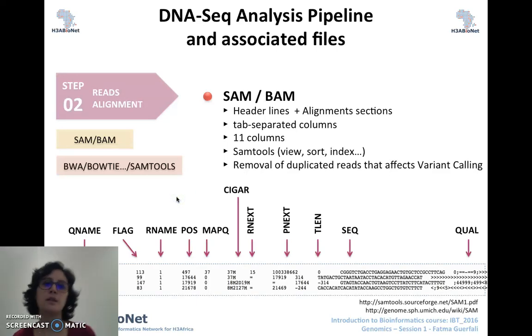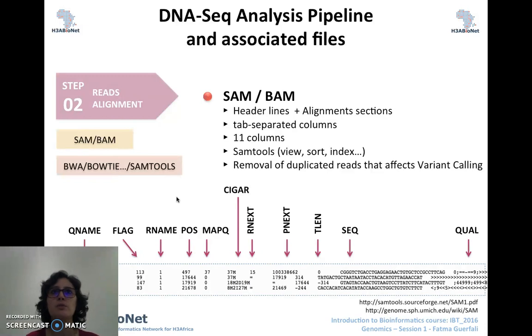So still in the SAM and BAM format, let's talk now about the CIGAR string. This is one of the most important fields, which contains a sequence of numbers and letters. They represent the information on the base alignment. Each letter indicates the description of the alignment. For example, an M indicates an alignment match, I an insertion, D a deletion, etc.